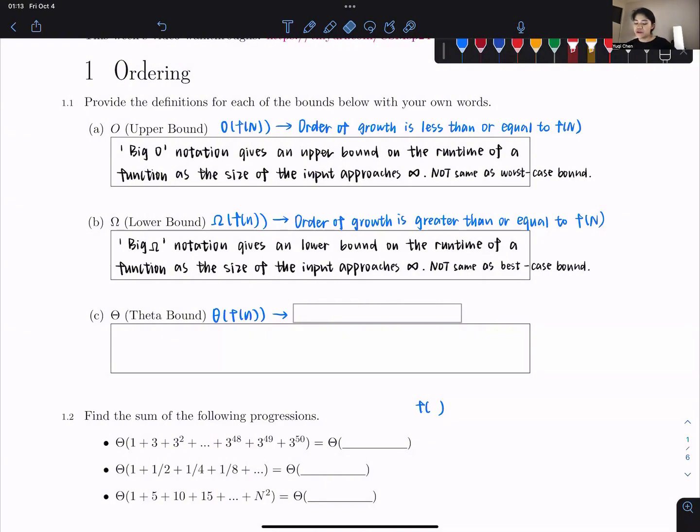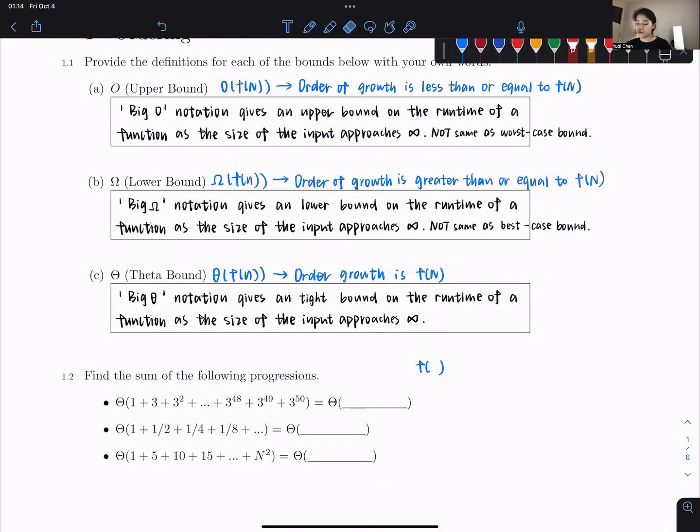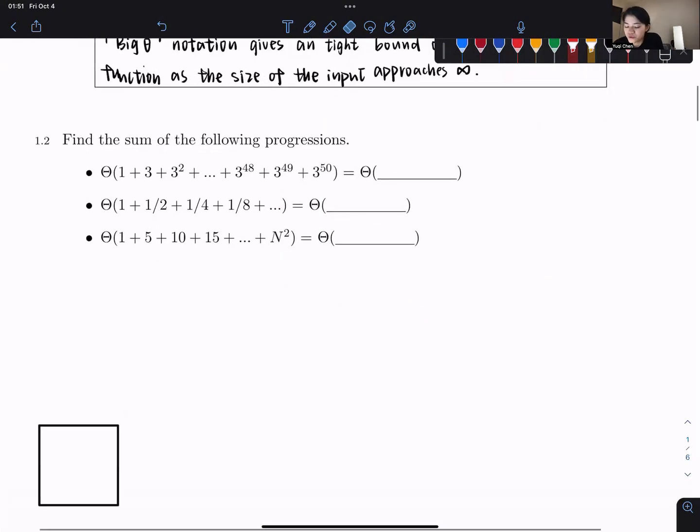And finally, we have the big theta bound. Same for the function f(n): if we have big theta of the function, it means the order of growth is exactly f(n). So big theta notation gives us a tight bound on the runtime of a function as the size of the input approaches infinity. This means the upper bound and the lower bound are exactly the same, so we use the tight bound to describe the order of growth. Let's move on to the next part.